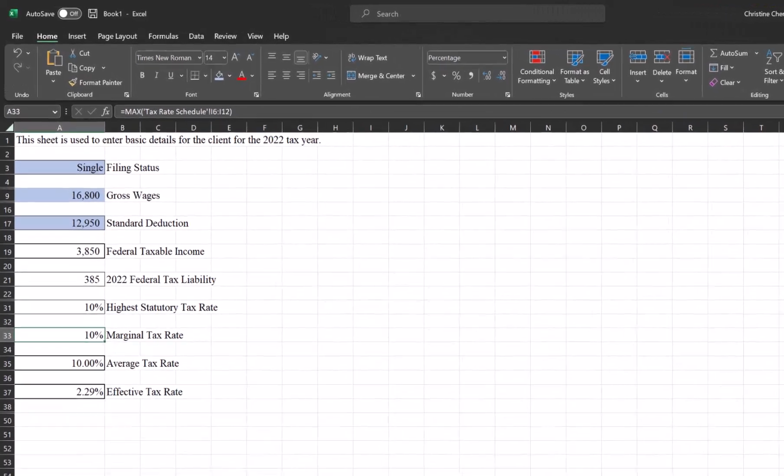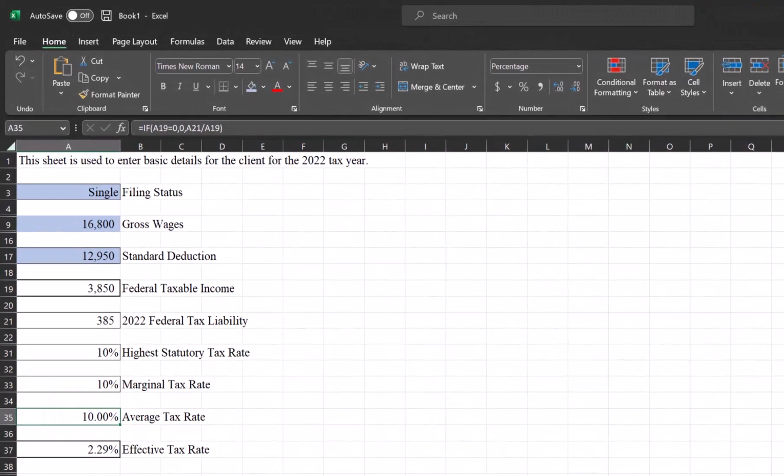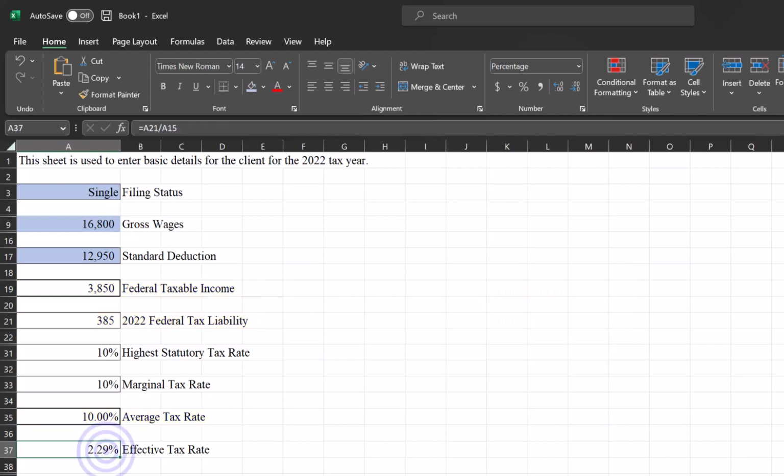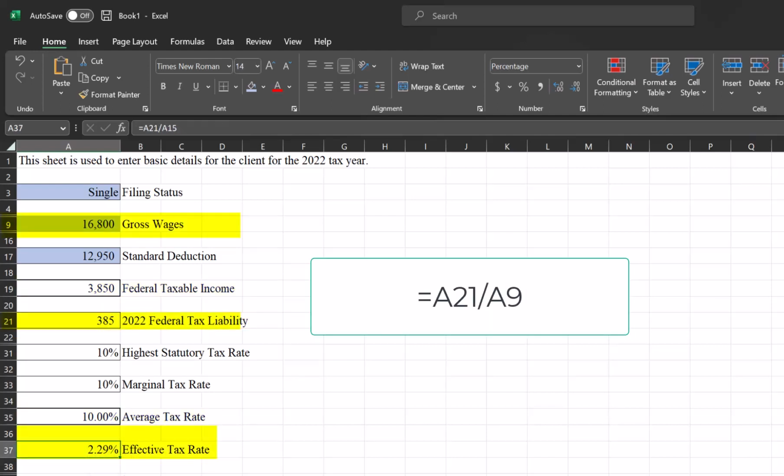We finished this data analytics project by computing the average tax rate. Here you can see I used an additional conditional formula that would allow it to be 0 if the federal taxable income is 0. Otherwise, this formula takes the tax and divides it by the federal taxable income. I computed the effective tax rate by dividing the federal tax by our gross income, which in this case, we only had gross wages.